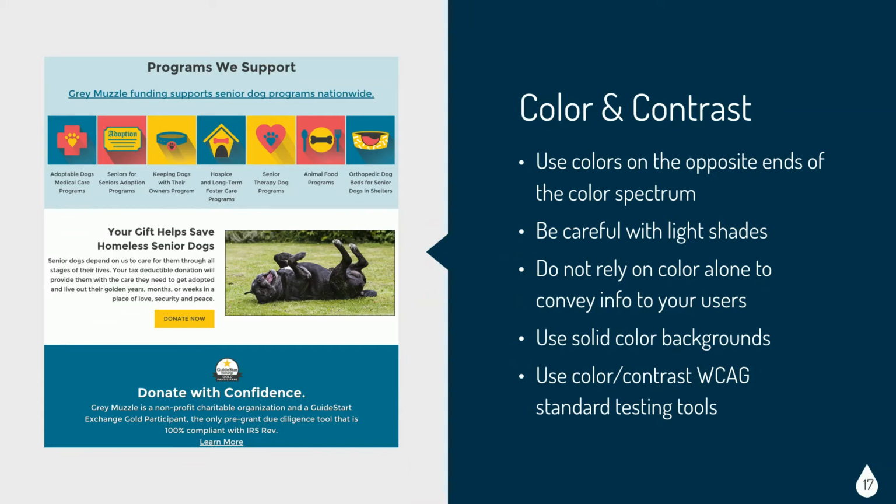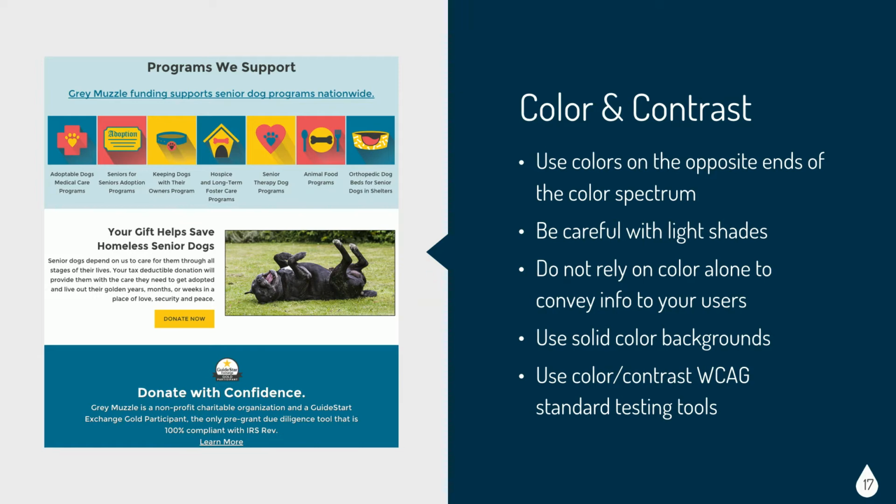And similarly, don't use solid color backgrounds, especially ones that you're going to use your text on. They're hard to read if you've got a fuzzy background and you also have some text and you have low vision. And there's tons of standard testing tools, the WCAGs.